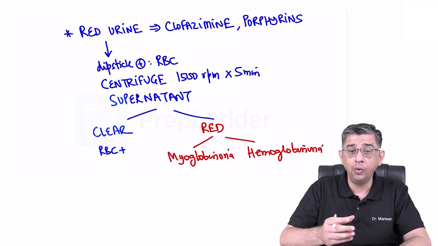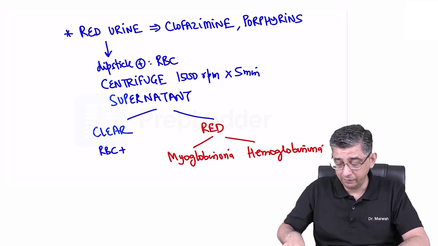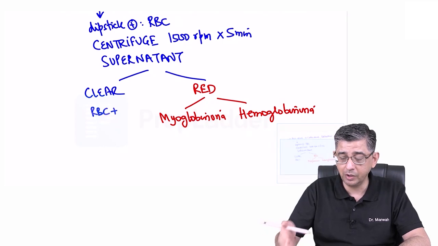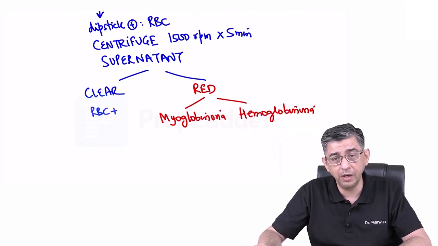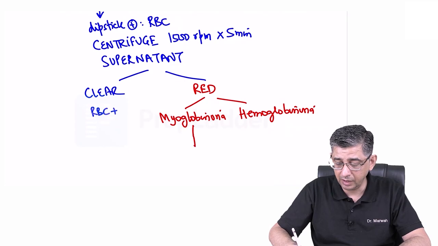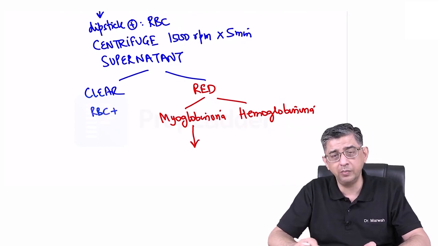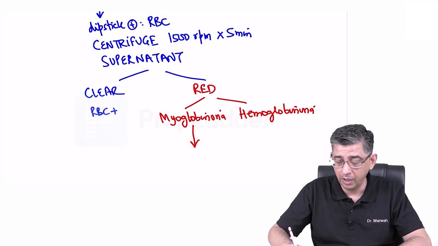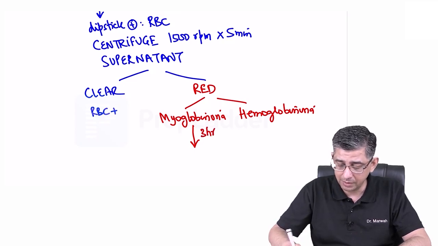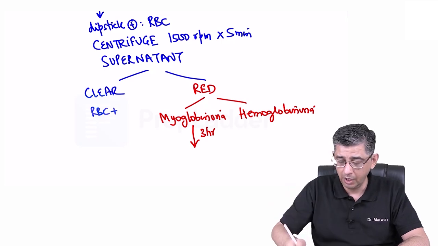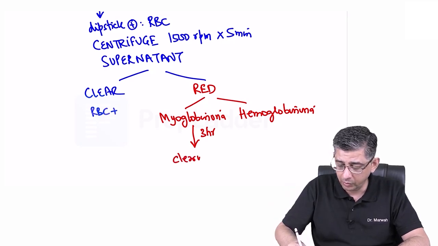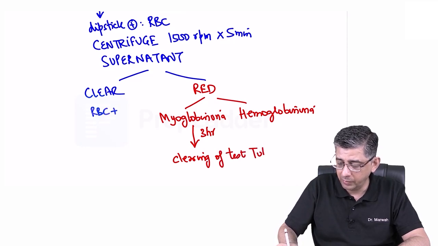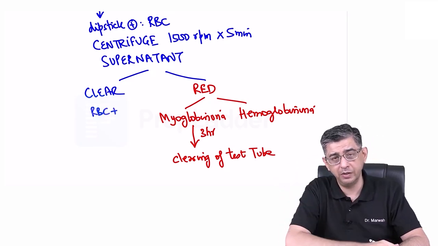So now, how would I differentiate whether this red supernatant is because of myoglobinuria or hemoglobinuria? It is based on the fact that the half-life, or I would say the lifespan, of myoglobin is relatively short. If you keep this urine sample still in a test tube for 3 hours, you will notice that in myoglobinuria there will be clearing of the test tube after 3 hours, but with hemoglobinuria the color would remain the same.